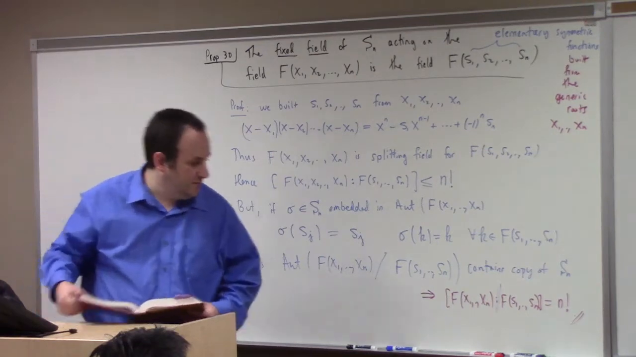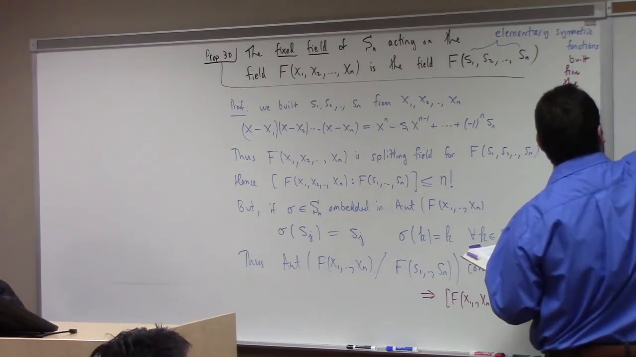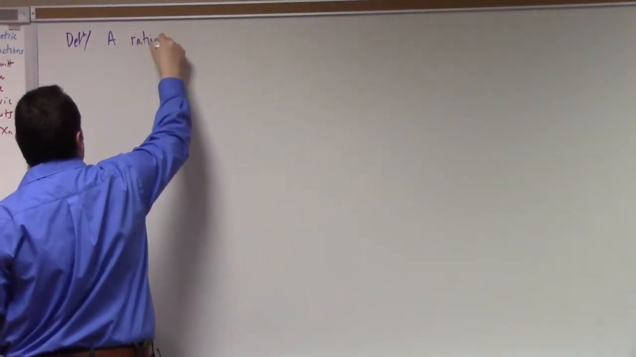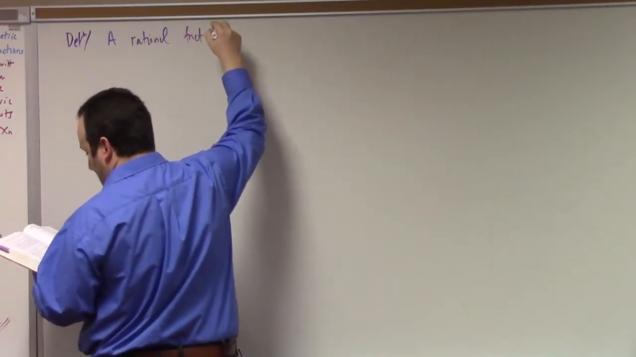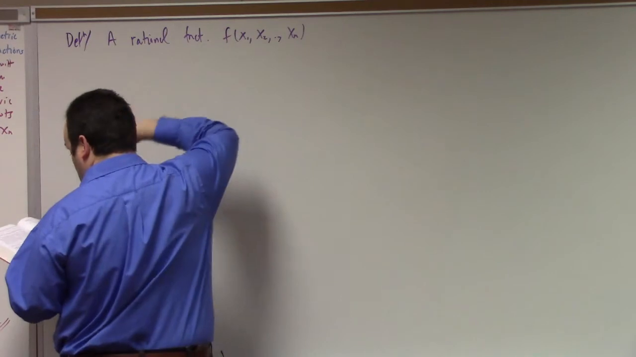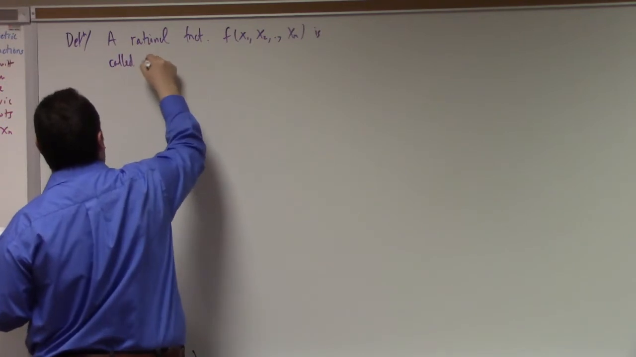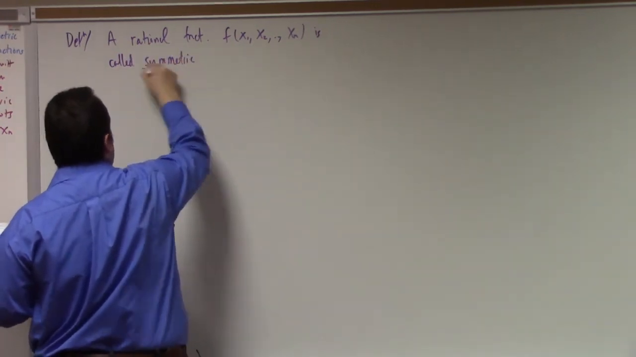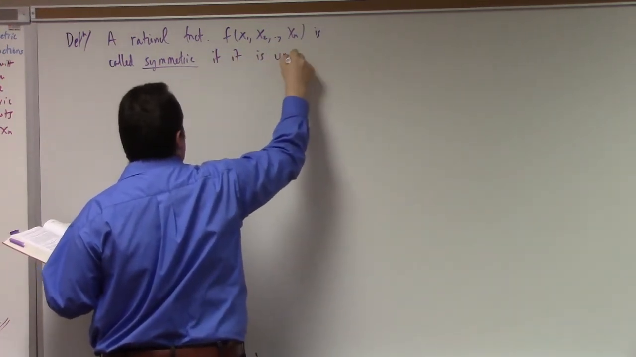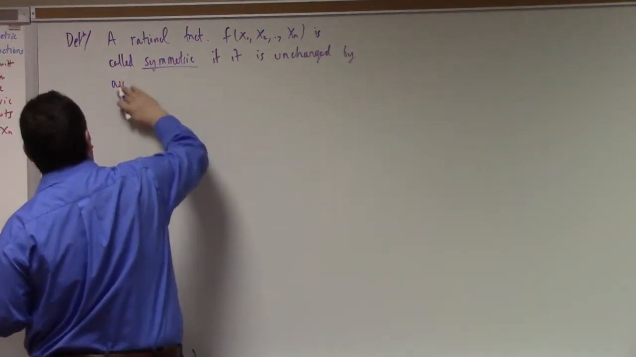All right, so that brings us to a definition. A rational function f of x1, x2, through xn, right, is called symmetric if what? Unchanged by any permutation of its inputs, right?